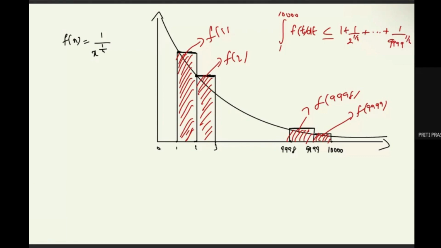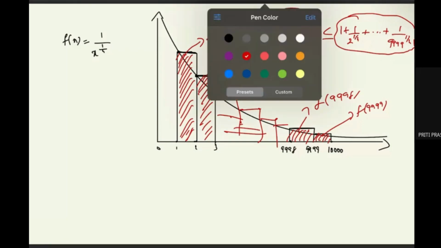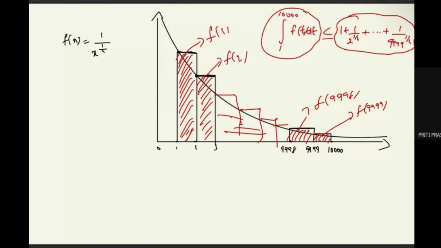The sum is bigger, right? Because this is the area under the curve, and the rectangles also include the area in between. I didn't draw it, but yes. So this is the quantity we are looking for, the right hand side. I hope you got the idea. Yes, sir.